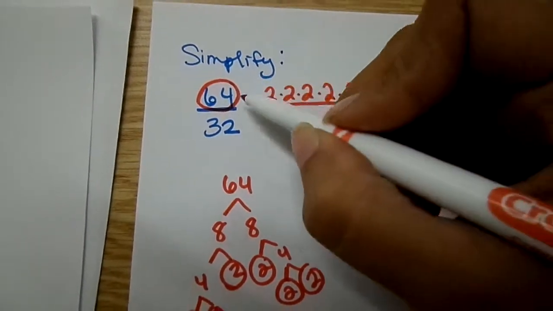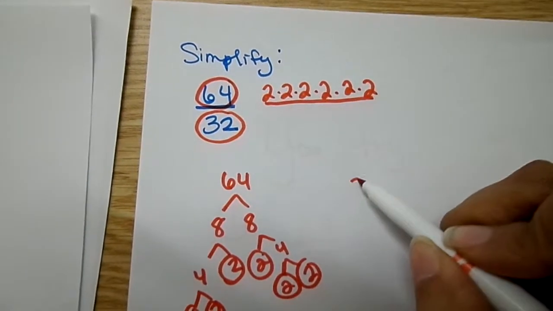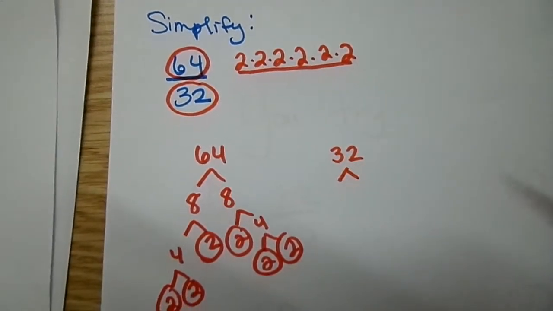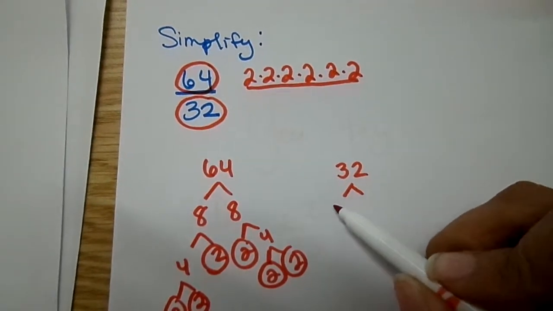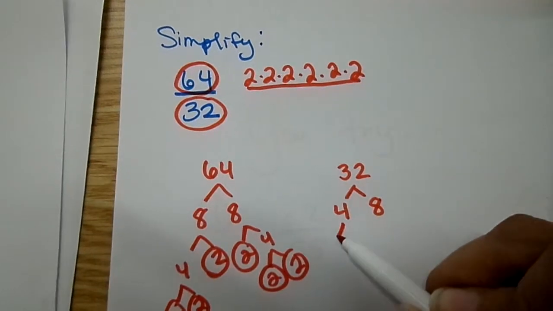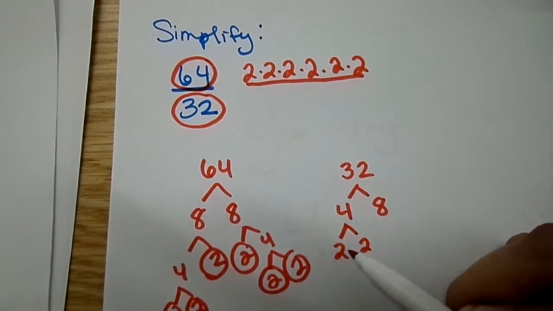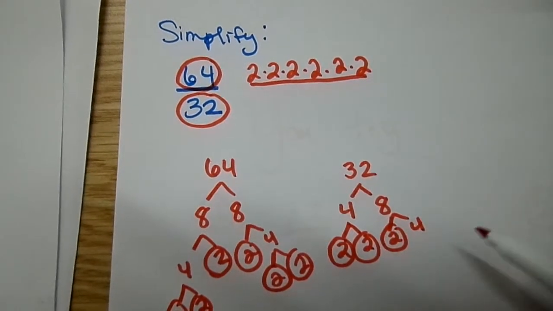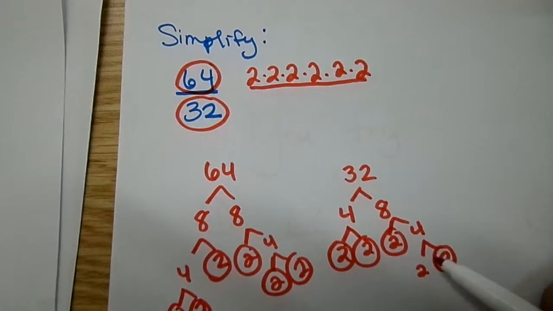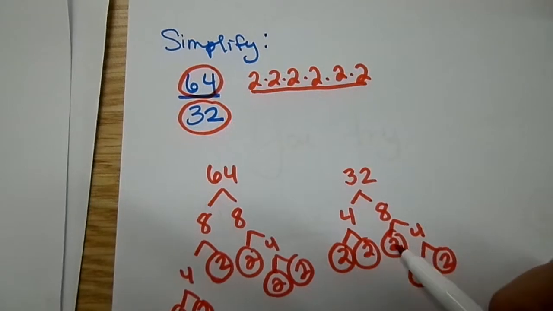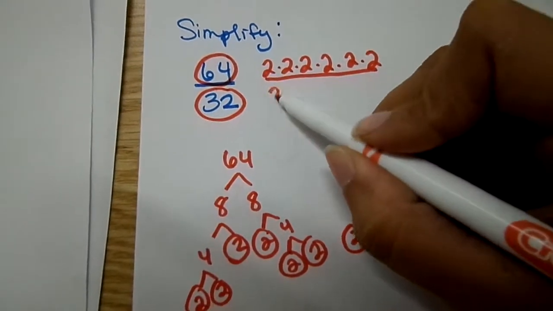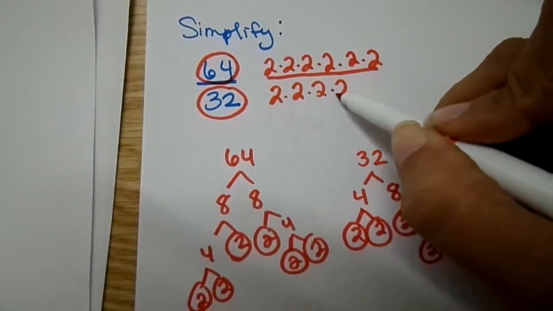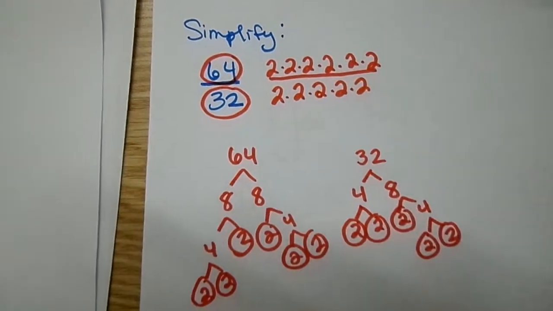Now I still have to break down the number 32. I can do 16 times 2. I can do 4 times 8. I'm going to do 4 times 8. Break down 4 as 2 times 2. Break down 8 as 2 times 4. Break down 4 as 2 times 2. So 32 is 2 times 2 times 2 times 2 times 2.